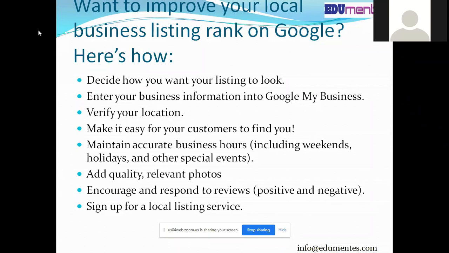Encourage and respond to reviews. It is not only about positive reviews. Even if they are negative reviews, try to work on them and make your work better so that people give more and more positive reviews, and that actually helps you. And sign up for a local listing service. There are some local listing services, like Google, LinkedIn, Facebook. That's not their main work, but they are providing it. But Trustpilot, Yellow Book, Sulekha are more focused on local listing service.